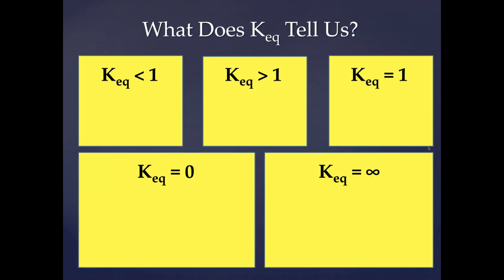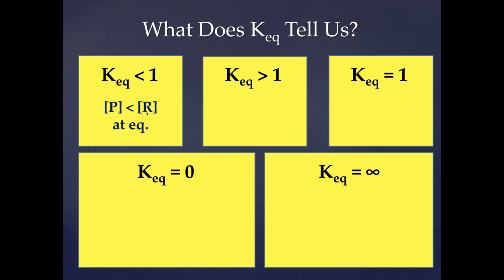KEQ tells us various things. If KEQ is less than 1, remember KEQ is products over reactants. Therefore, any value smaller than 1 means the denominator will be larger. We'll have more reactants than products. That means the reaction didn't go very far. We still have most of our reactants. If this was pancake batter turning into pancakes, we'd still have mostly pancake batter and very few pancakes.